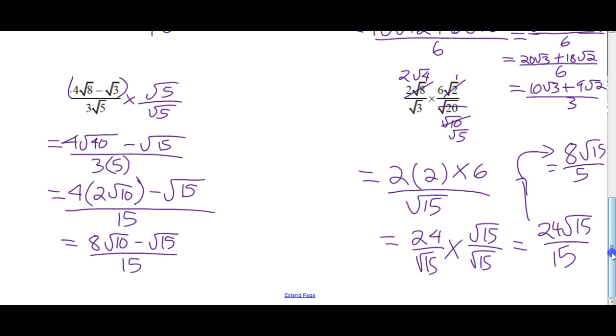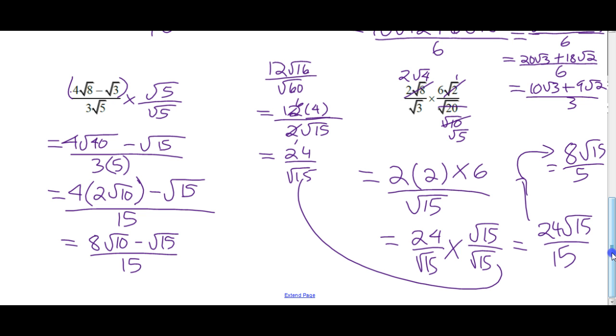Okay. It takes some practice, right? You could also just multiply this out. You could have got 12 root 16 over root 60, which is 12 times 4 over... sorry, that would be 2 root 15, which is 24 over root 15, which takes you to this point here. So you could simplify first. It wasn't really a huge deal if we didn't and just multiplied it out. Either way.